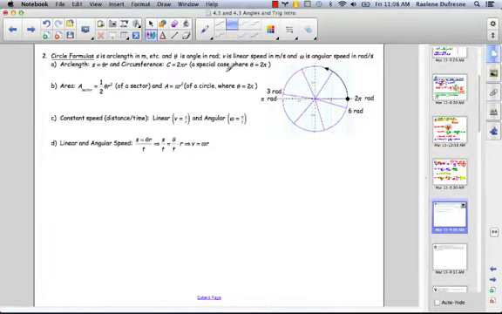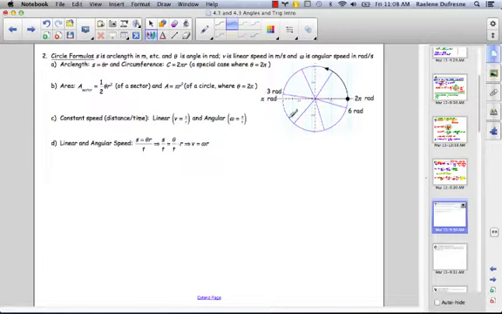We're going to let V represent the linear speed, and the linear speed is going to be measured in meters per second or centimeters per second or hours, etc. But meters per second is the SI unit, and omega, as we just mentioned, is the angular speed, the speed at which something is rotating in radians per second.